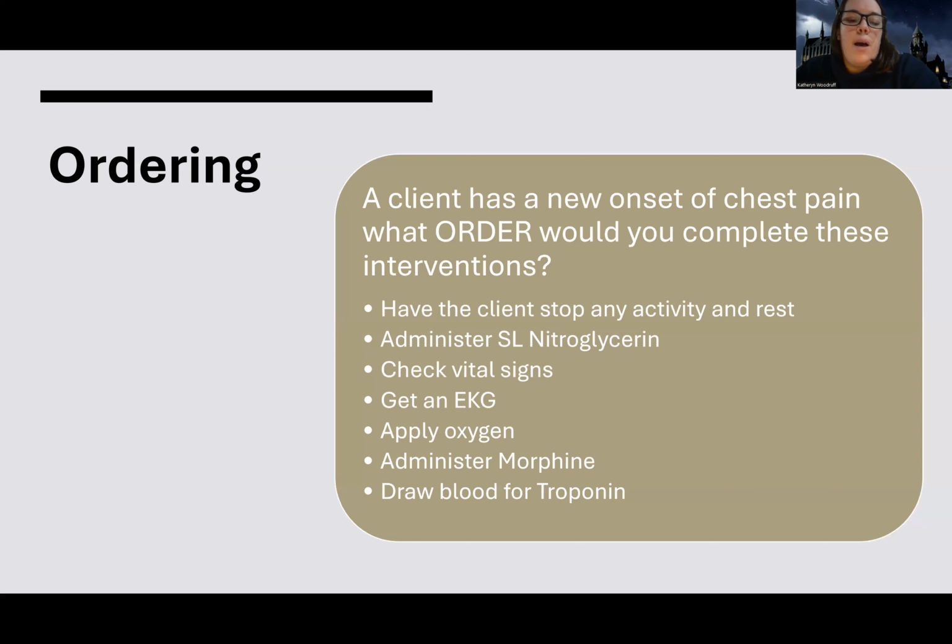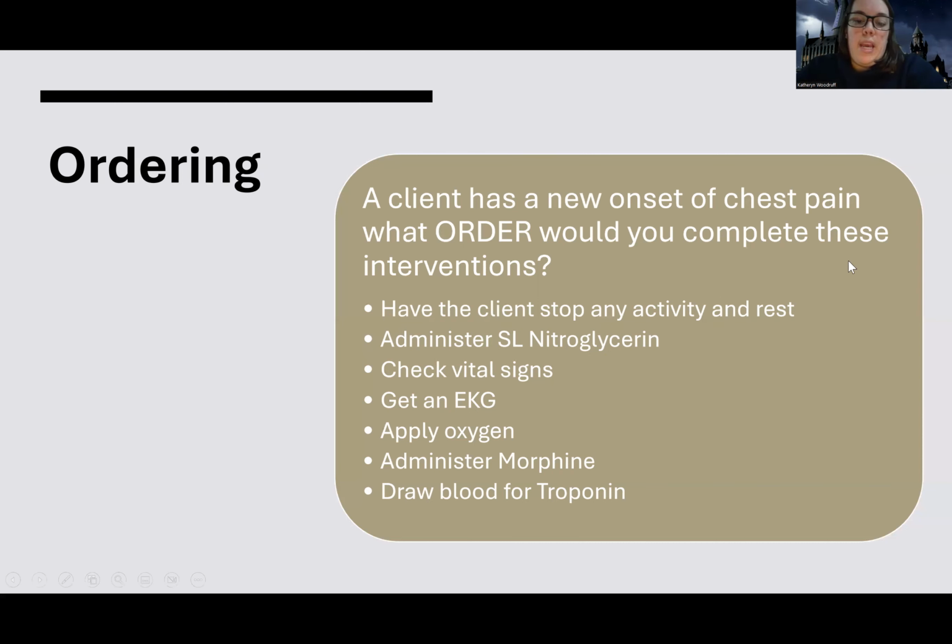Get a quick EKG, give that nitroglycerin. Then it really comes down to these two, it's hard to say. I would say maybe draw blood for troponin, and then administer the morphine if needed, because the morphine is going to come more later. It's just if the nitroglycerin doesn't work, we need to give the morphine.